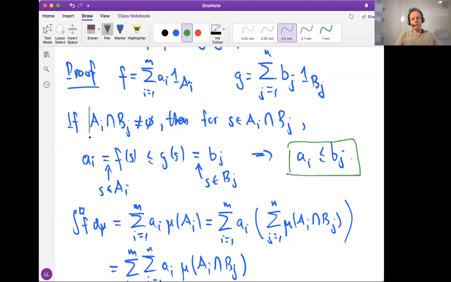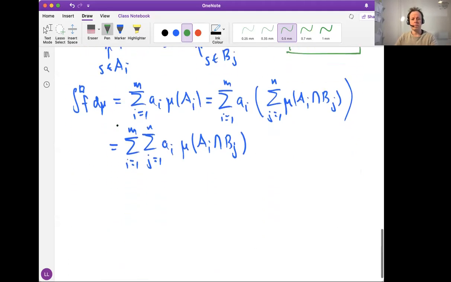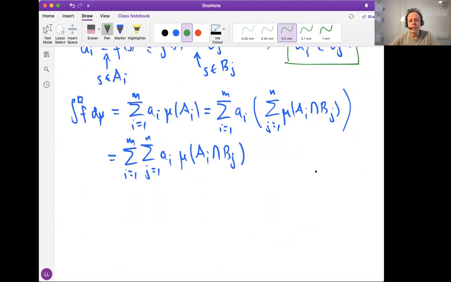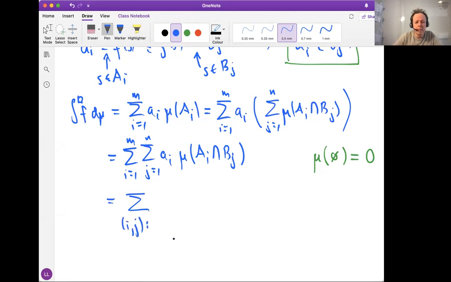But what if this intersection is empty? What do we do then? What's the measure of an empty set? By definition, the empty set has measure 0. So this would give us 0 and we don't worry about the empty set. So actually we write it as a sum over ij pairs such that this AI intersection Bj is not empty.